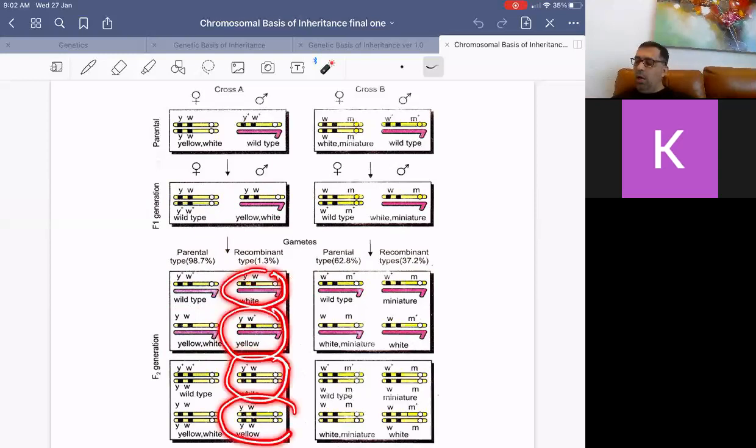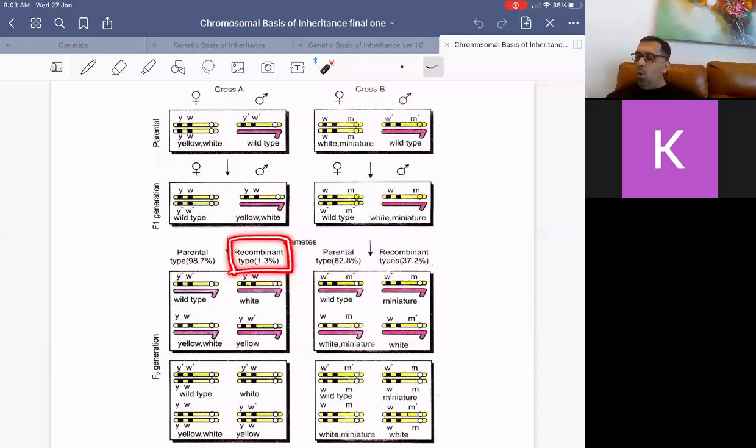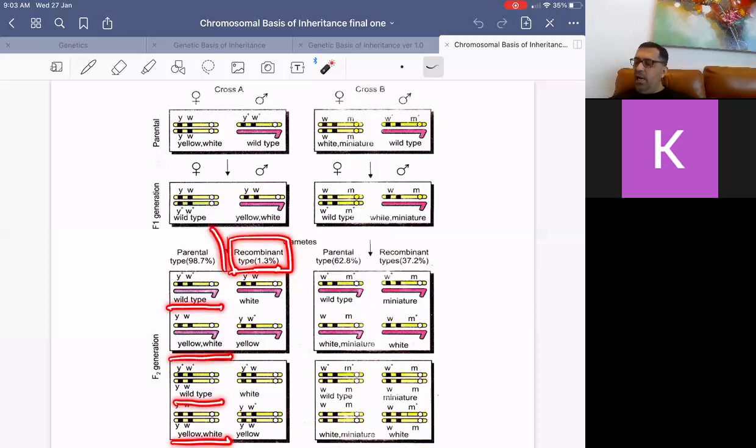Aur iska recombination chance kitna hua? Only 1.3%, or parental type, wild, yellow W, ye parental recombination chance kitna hua?